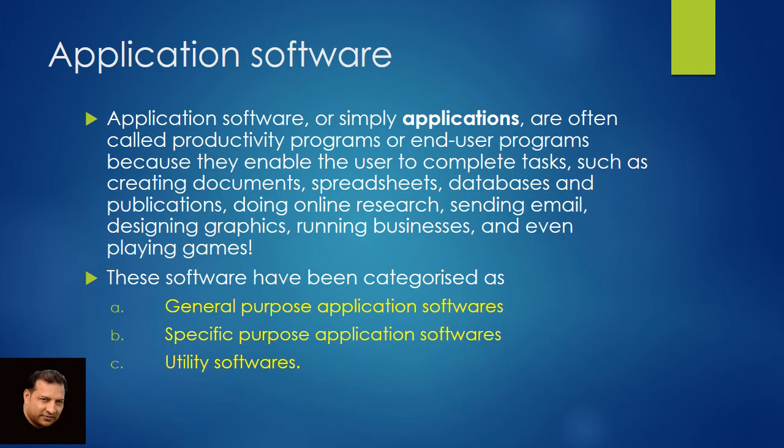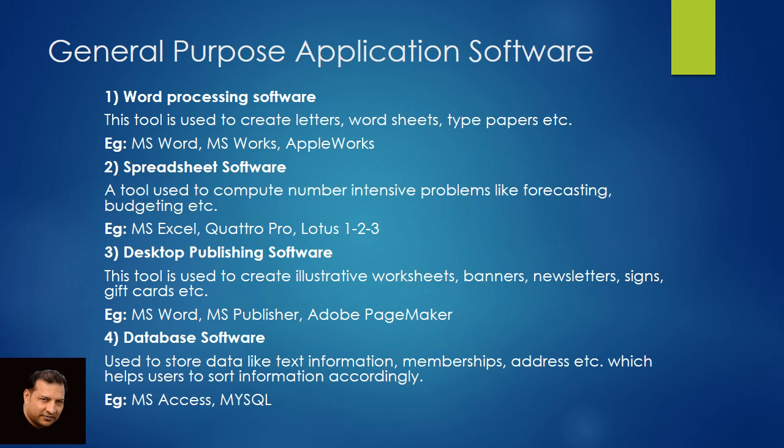There are three categories: general purpose, specific purpose, and utility softwares. Let us see them one by one. First is general purpose application software. So there are various general purpose softwares. First is word processing software. It is used to create letters, worksheets, type papers, etc. Examples of application word processors are MS Word, MS Works, Apple Works, etc.